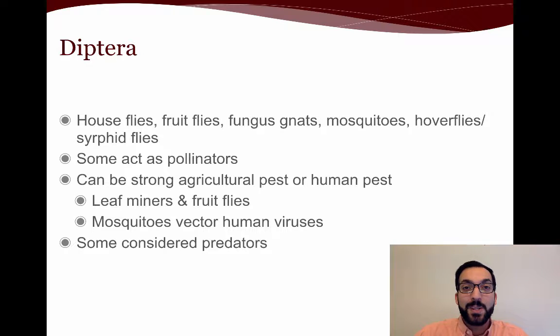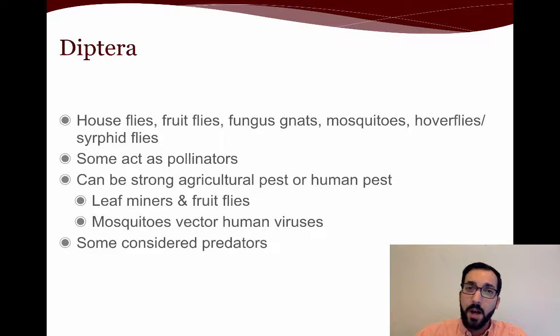I'm just saying mosquitoes are in this group, Diptera. Raise your hand if you like mosquitoes. I'm kidding. Don't raise your hand. All right. Some act as pollinators. They can be strong agricultural pests or human pests, such as mosquitoes. We have leaf miners and fruit flies, which are major agricultural pests. And some are actually considered predators.